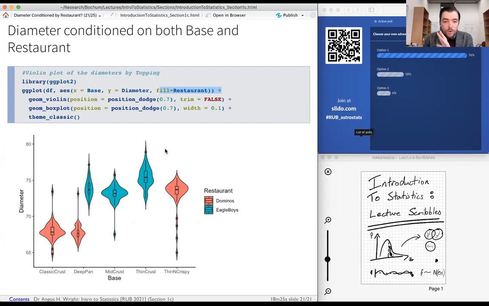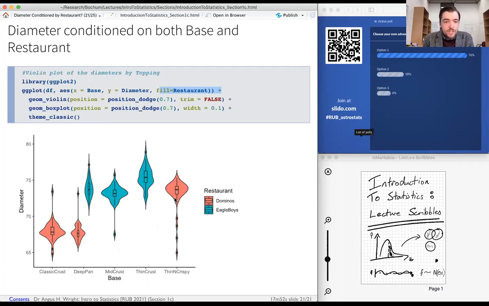Conversely, if you order a thin and crispy pizza from either restaurant, it's not going to make a difference. This also answers one of the things we suspected earlier, which is the difference between thin crust and thin and crispy. It turns out that when you condition the base on the restaurant, thin crust only exists in Eagle Boys and thin and crispy only exists in Domino's. So it's clearly just a choice of naming that those restaurants use.